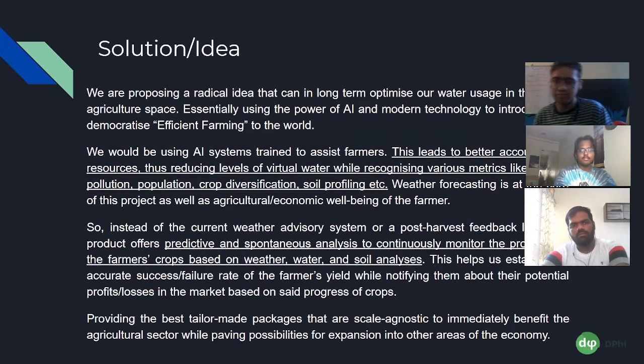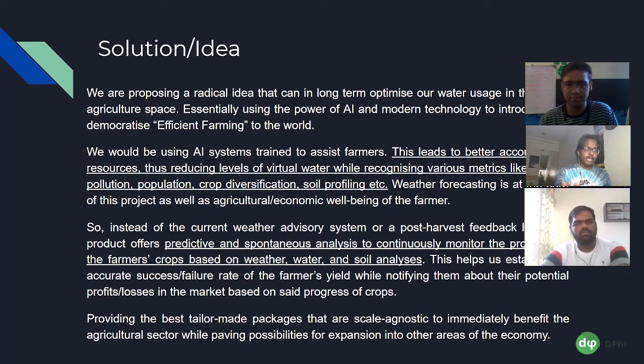Next slide. Coming to the solution or the idea that we have, this is a very radical and a very different idea. Traditionally, we used to have systems where farmers would get a once-a-year update of what their soil might look like, or sometimes even no update for a couple of seasons. So what we want to do is bridge the gap between farmers and the science. And how are we doing that? We're using AI as a forefront technology, along with IoT as a complete infrastructure behind it.